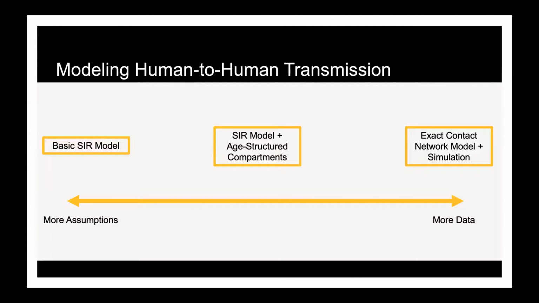On the other end of the spectrum, you could try to just gather a bunch of data. If you knew exactly who every person interacted with on a given day, you could build an exact contact network, and then you could simulate potential transmissions on that contact network. And there's a whole host of gray area in between these two ends of the spectrum, where a lot of research goes on.